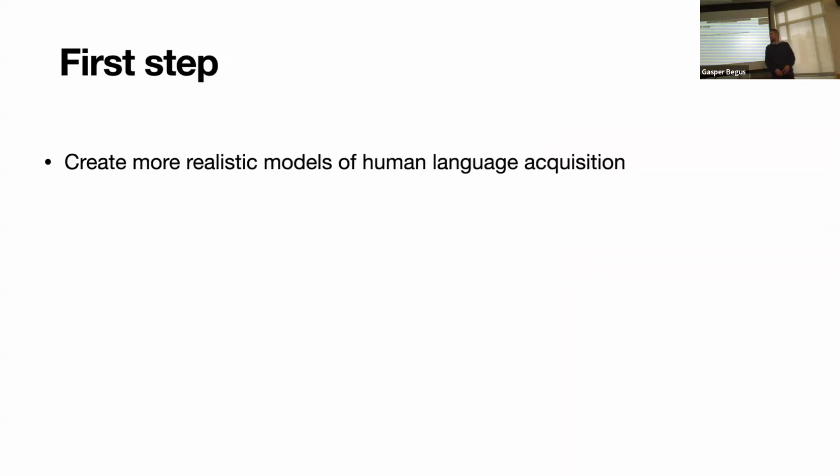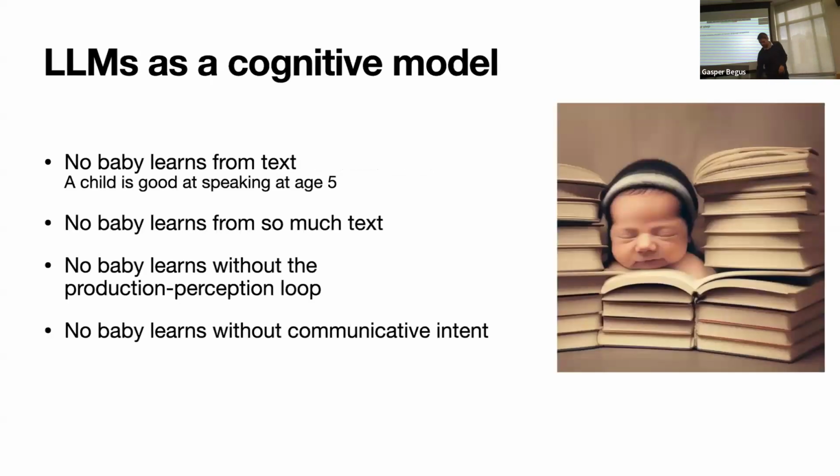Okay, the first step I mentioned to try to understand these models is to make them more realistic. And actually, that's super useful for when we want to do modeling of language and modeling of humans. So LLMs as a cognitive model are not that great because they learn from only text. They learn from enormous amounts of text. So no baby learns like that. No baby learns without listening and hearing, again, raw audio. And no baby learns without communicative intent.